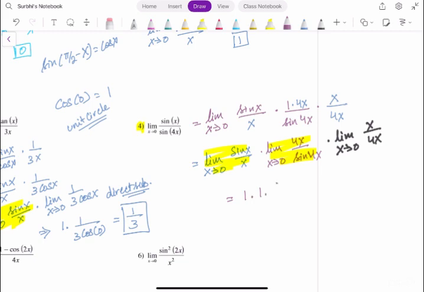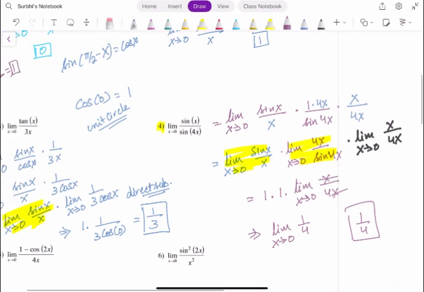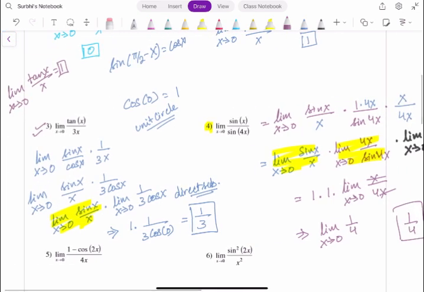times the limit as x approaches 0. See, I'm writing in detail to help you understand, but when you are solving it, you can skip a few steps. And from here, we can cross off x and x. We are just left with the constant, which is 1/4. That is why the answer is only 1/4. Let's quickly do question number 5, because we will be doing 5 and 6 from this worksheet as well.